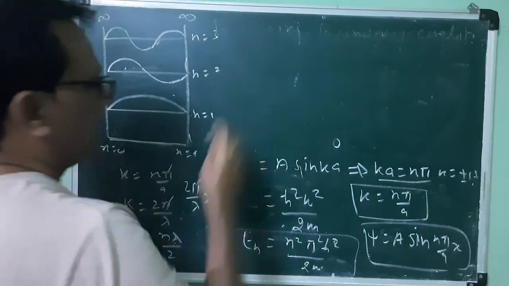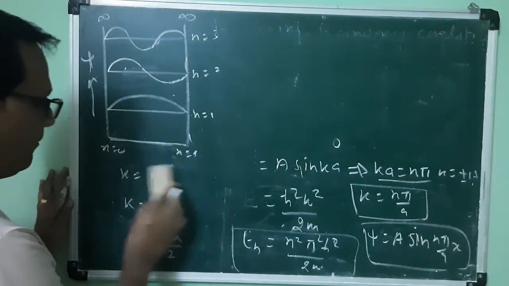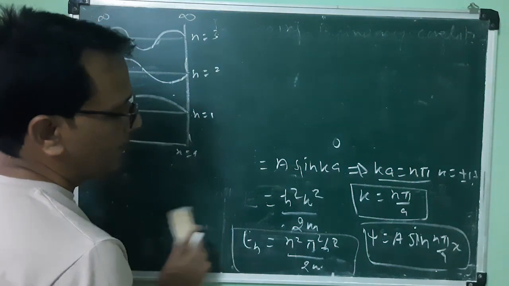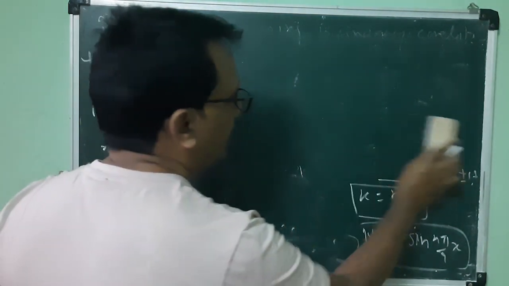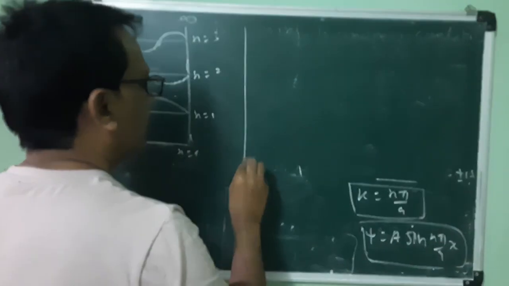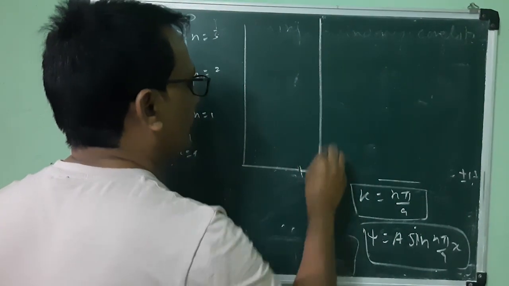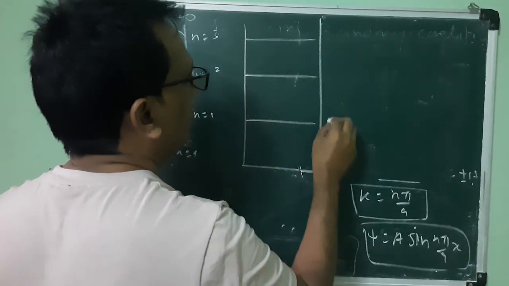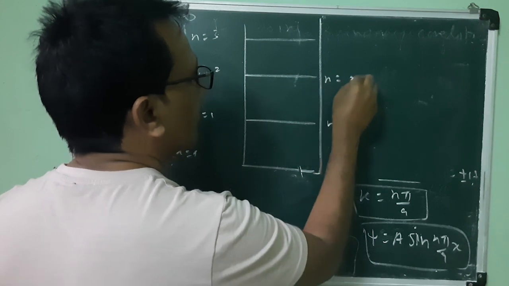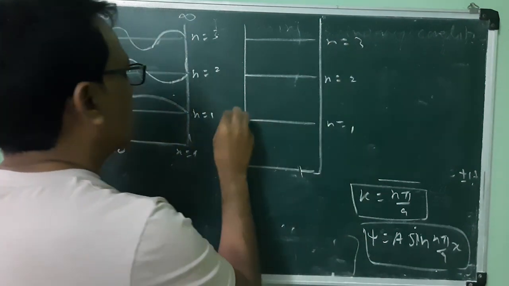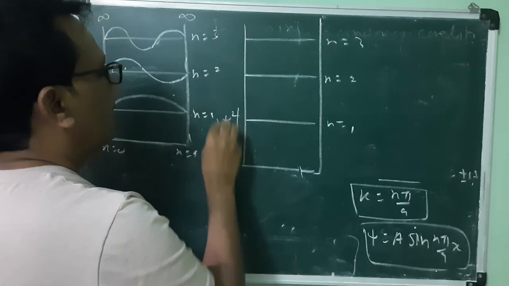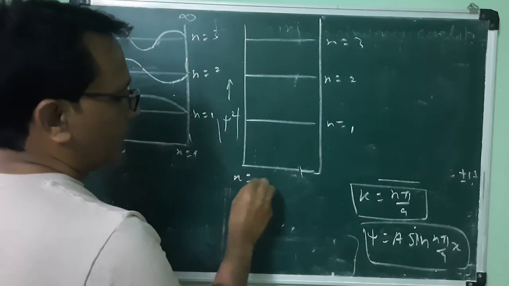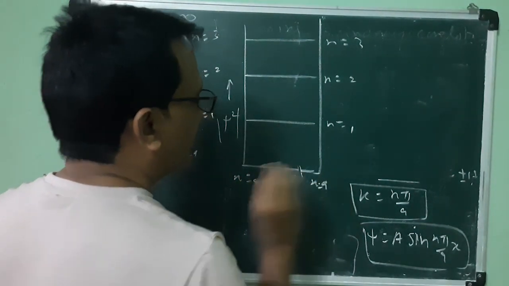And similarly, this probability density can also be plotted here. This is the probability density, again for n equal to 1, n equal to 2, n equal to 3. So this is n equal to 1, n equal to 2, n equal to 3, and this is psi square along x equal to 0 to x equal to a.